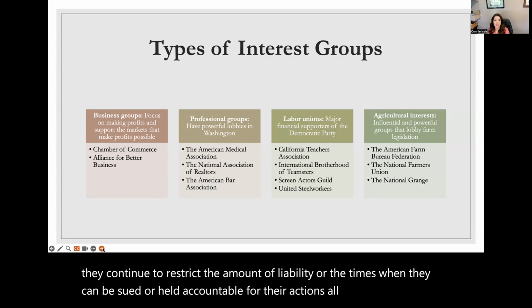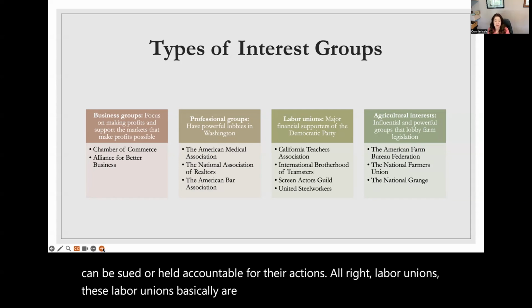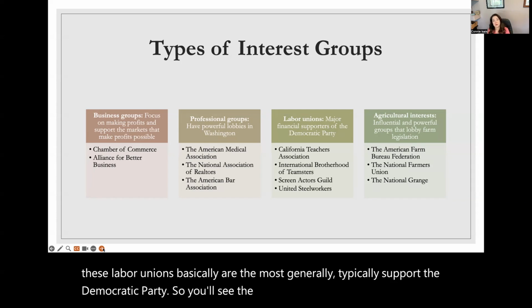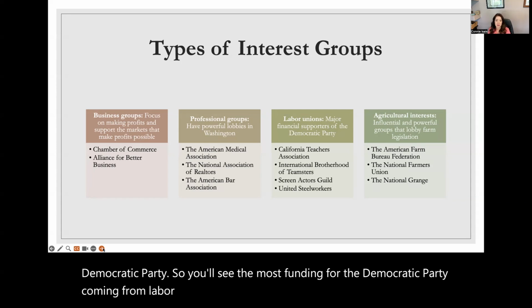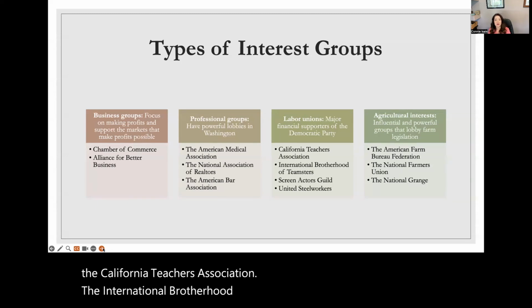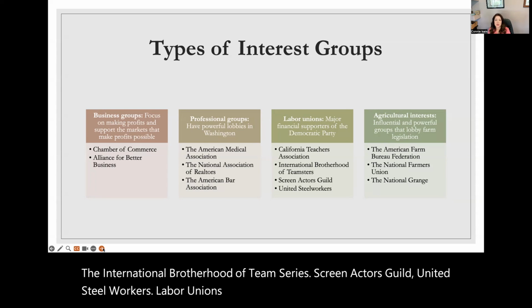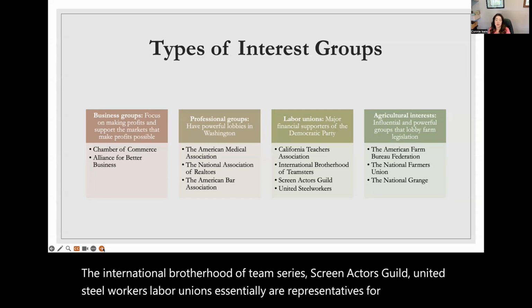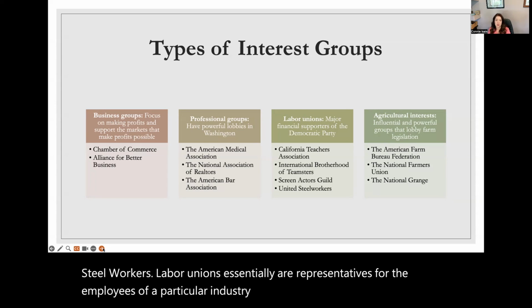All right. Labor unions typically support the Democratic Party. So you'll see the most funding for the Democratic Party coming from labor unions. Examples of labor unions would be the California Teachers Association, the International Brotherhood of Teamsters, Screen Actors Guild, United Steelworkers. Labor unions essentially are representatives for the employees of a particular industry or from a particular employer.